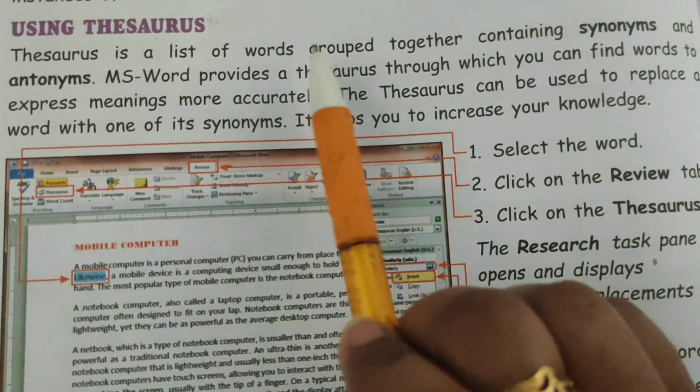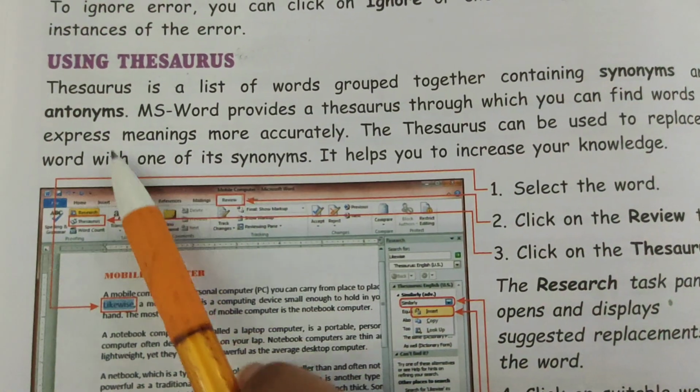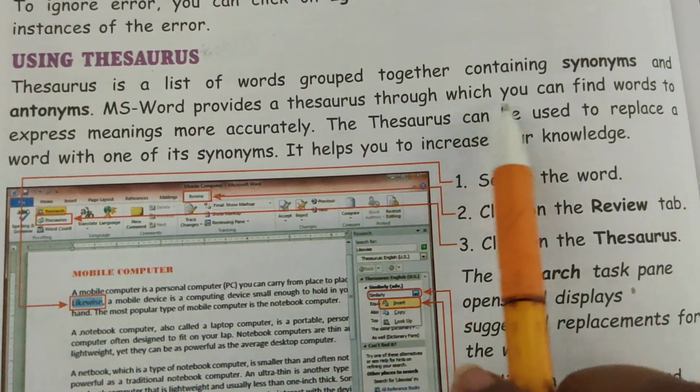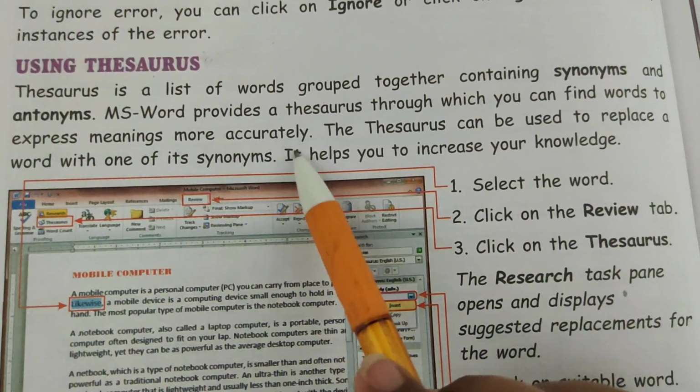Now the next topic is using thesaurus. Thesaurus is a list of words grouped together containing synonyms and antonyms. MS Word provides a thesaurus through which we can find words to express meaning more accurately.